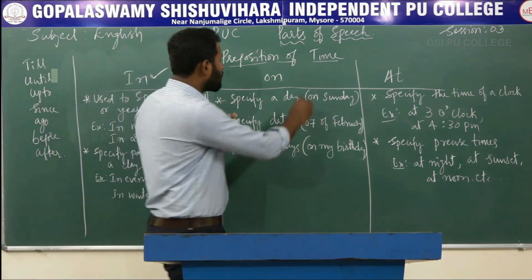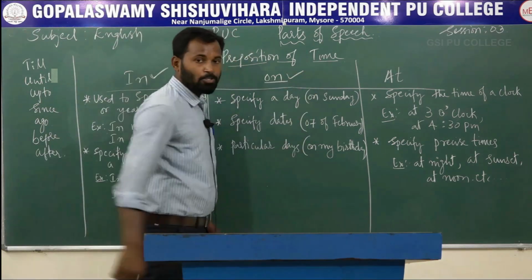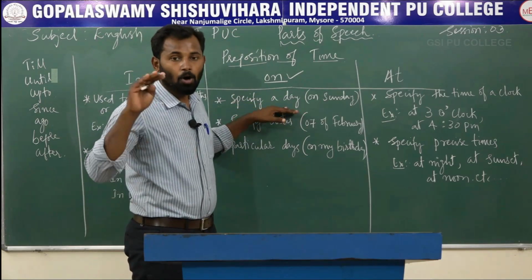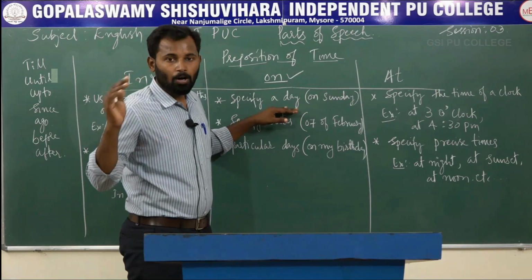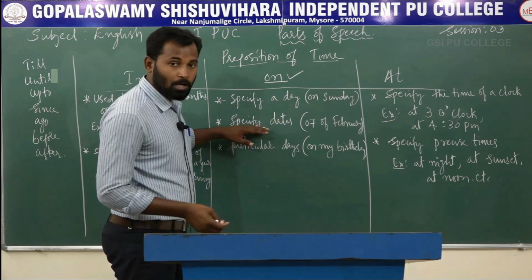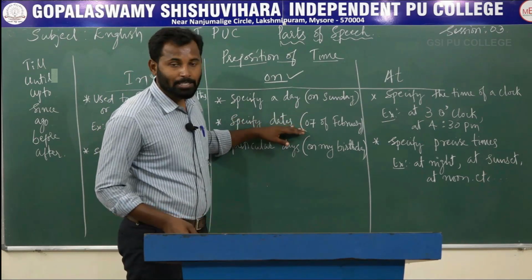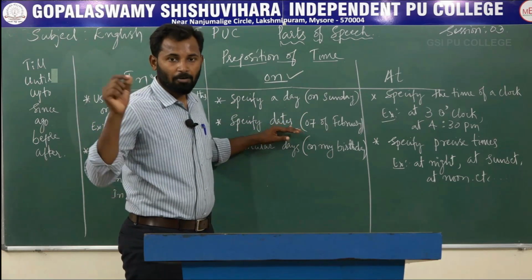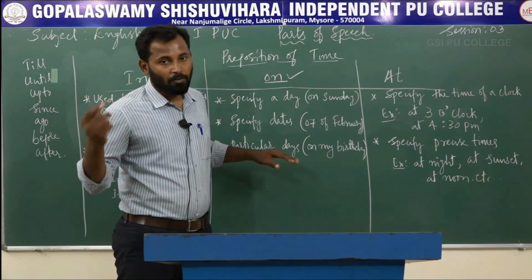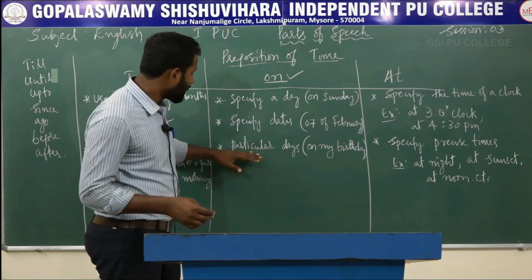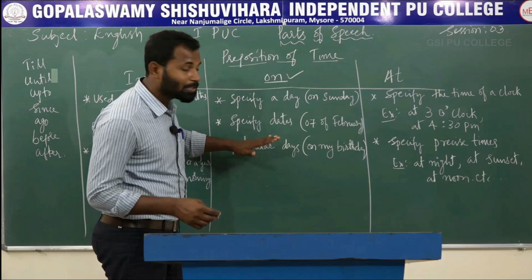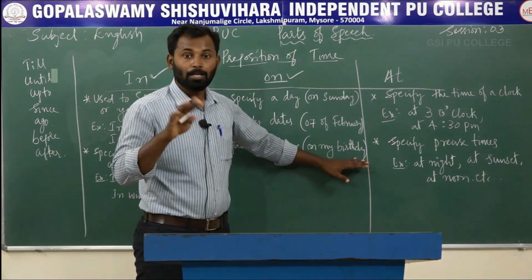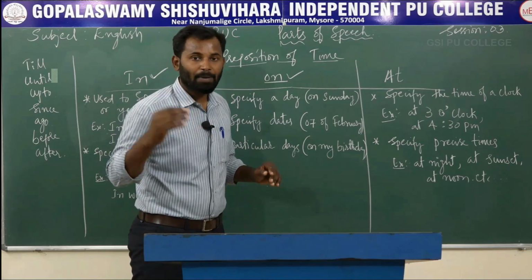And next, the preposition on. The preposition on is used to specify a day. For example, on Monday, on Tuesday, on Wednesday. And next, it is also used to specify dates, like the 7th of February or the 2nd of October, 15th of August, etc. Next, it is used to specify particular days. For example, on my birthday, on Republic Day, or on Independence Day.